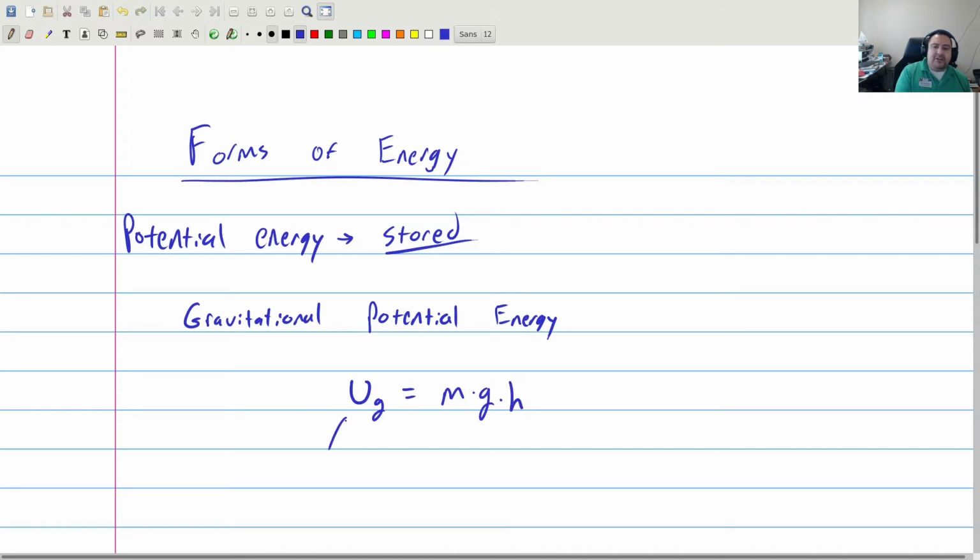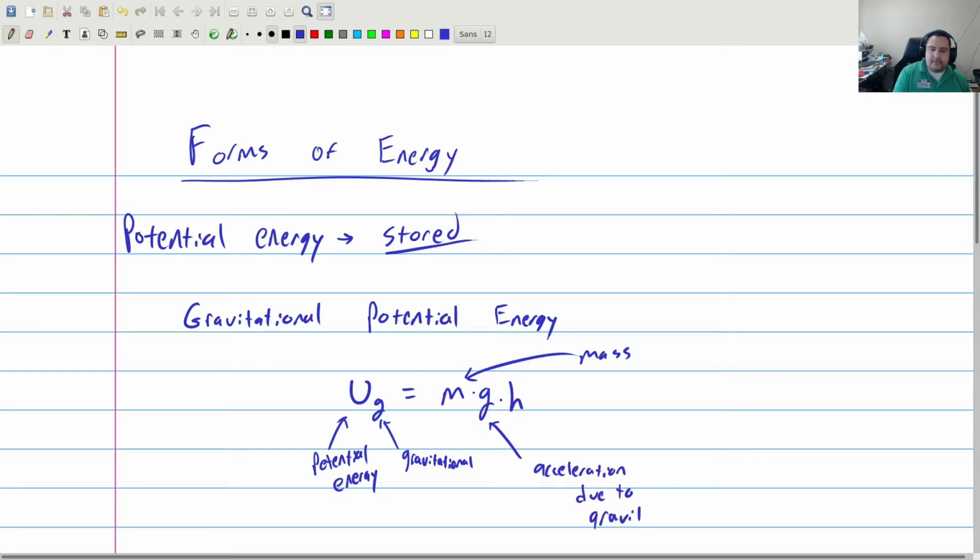Here, the capital U stands for potential energy. The G shows that it's gravitational. M obviously is for mass. G is the acceleration due to gravity. And H is going to be the height above ground.